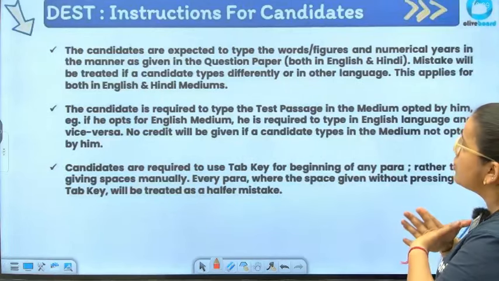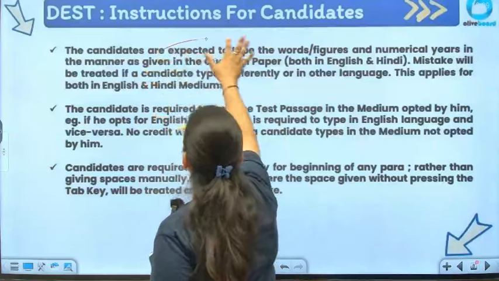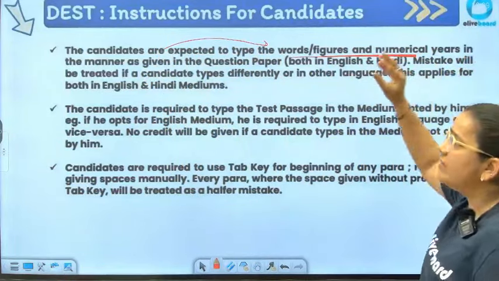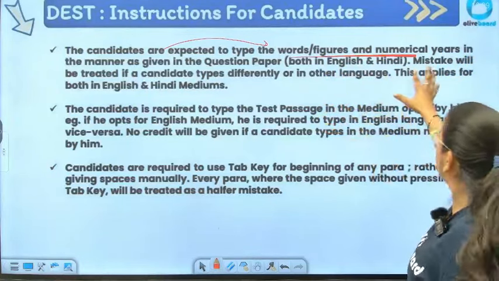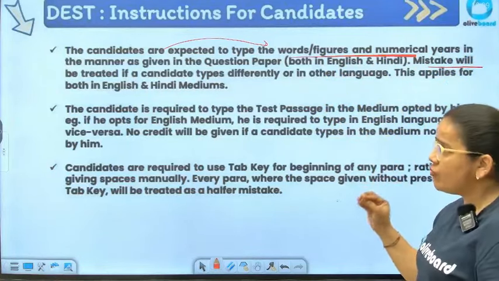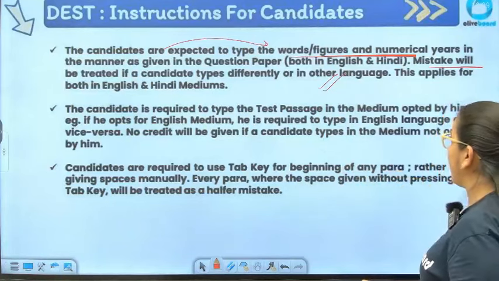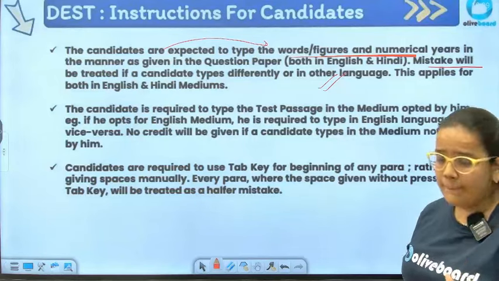The instructions, especially for the DST part: candidates are expected to type the words, figures and numerical years in the manner given in the question paper, both in English as well as in Hindi. A mistake will be counted if a candidate types differently or in another language. This applies to both English and Hindi medium.